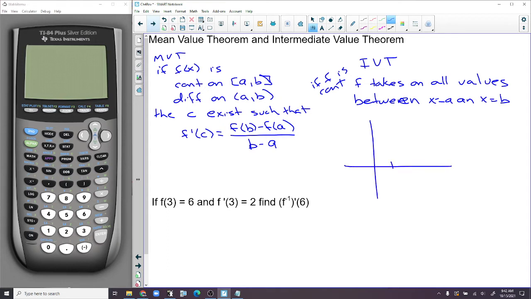So that means if you have a here and b here, and f of a here and f of b, all the y values will be represented at least once. Could happen more. This function could do this, but we don't know that. It could do this too. But we know that at least all of the values in between will be taken care of. We don't know anything outside of that.